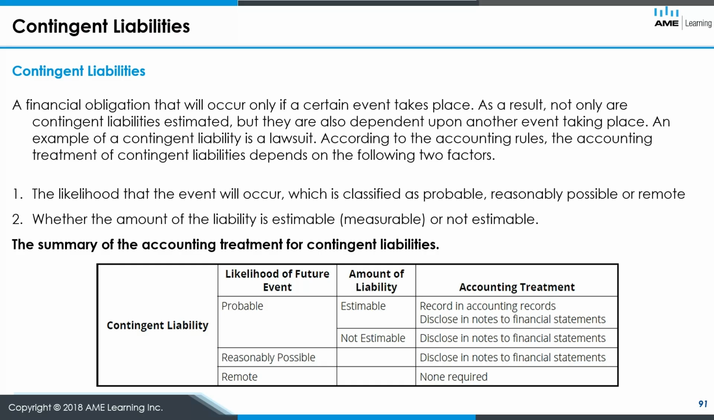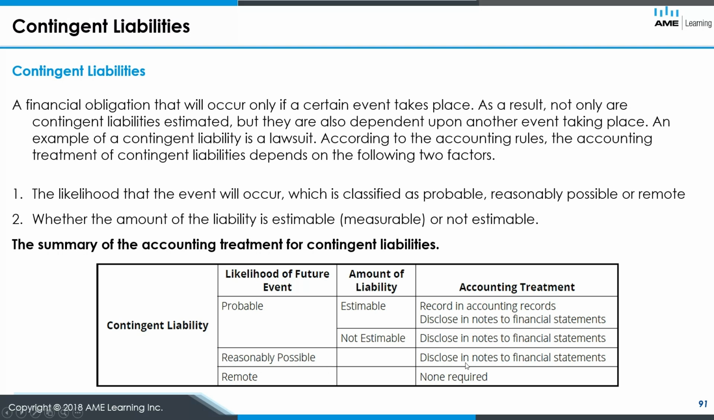We follow kind of an analysis here that takes into account the likelihood of us, for example, losing the lawsuit. Is it probable? Is it reasonably possible? Or is it remote? And we also have to determine whether we can estimate the amount of liability that will happen if it's probable. And then depending on how this all breaks out, we might not have to report anything in our financial statements if it's a remote possibility and the amount of loss is not able to be estimated. Even just it being remote means we're not going to disclose it at all.